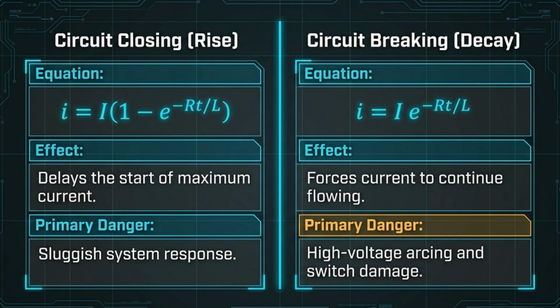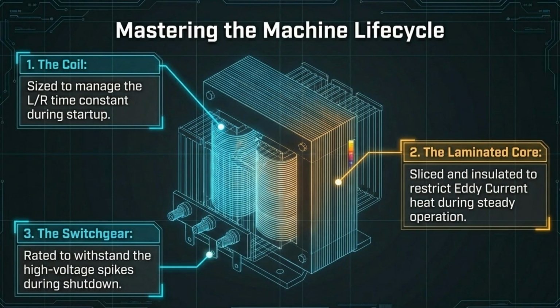Comparing the two, closing the circuit risks sluggish response times, while breaking the circuit poses the risk of high voltage arcing and physical switch damage. To master the machine lifecycle, we must size coils for startup transients, use laminated cores to minimize eddy current heating, and ensure switchgear can withstand high voltage spikes.